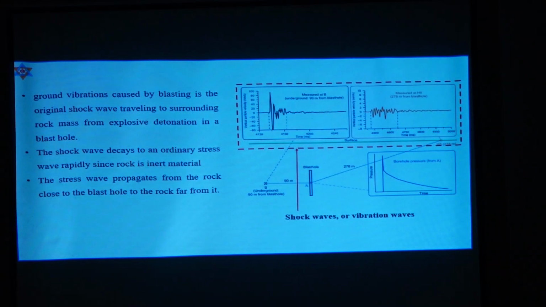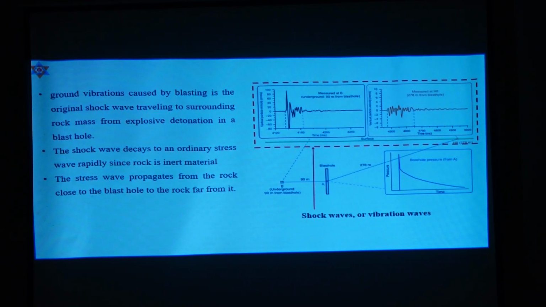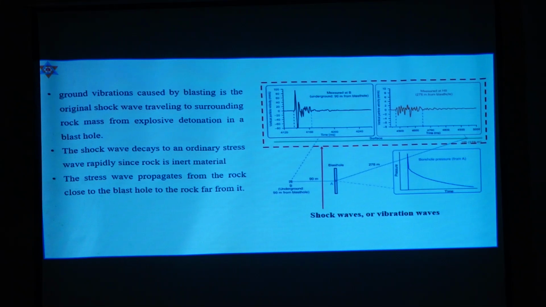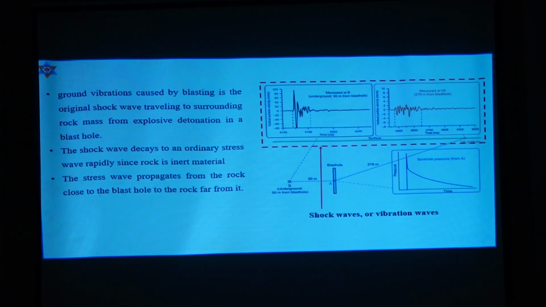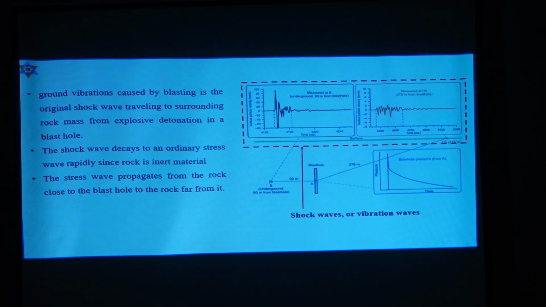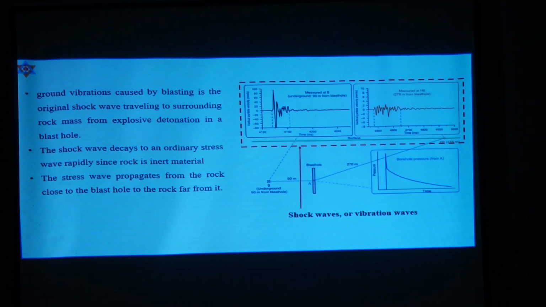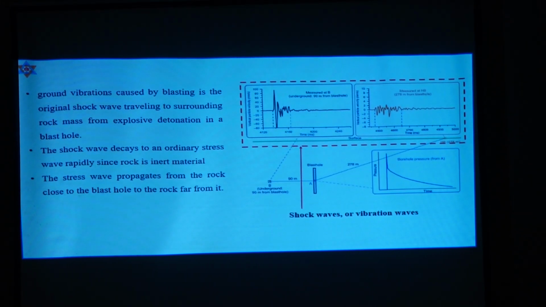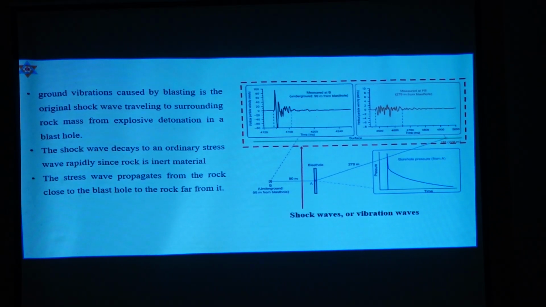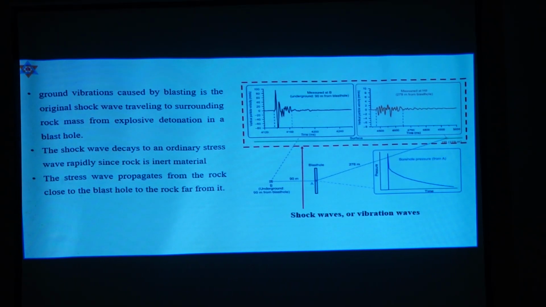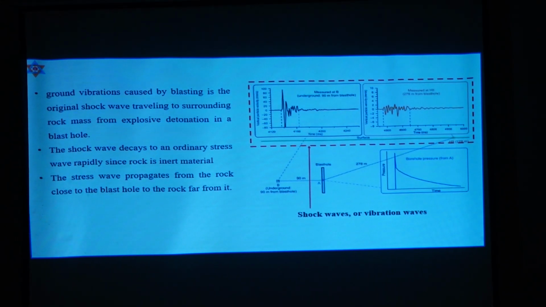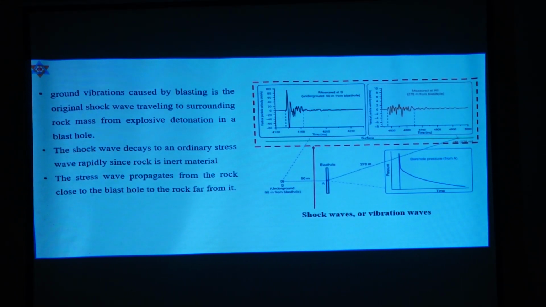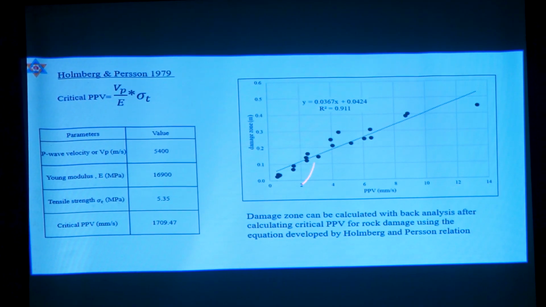And ground vibrations are also a type of shock waves or seismic waves that are traveling to the surrounding rock mass from explosion in the blast zone. And shock waves decay to an ordinary stress wave rapidly, since rock is inert material. Then if we go apart from where blasting is going on, to a distance from over there, then shock intensity is coming low, and from the PPV value we can calculate the damage zone.